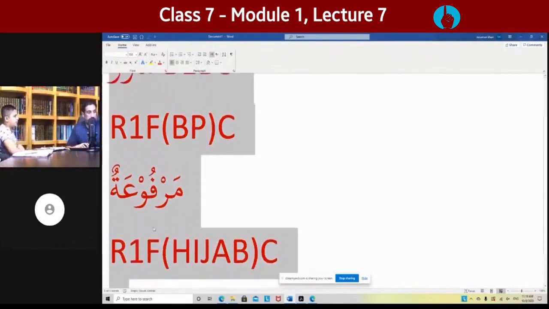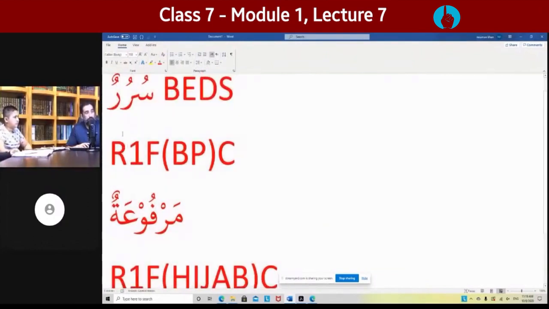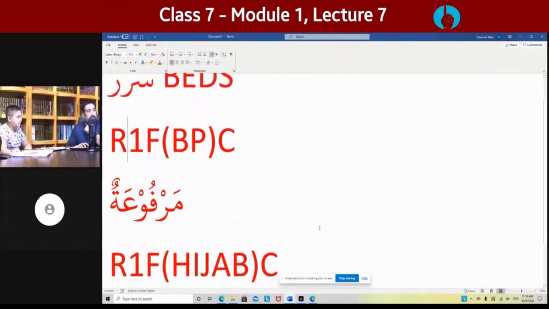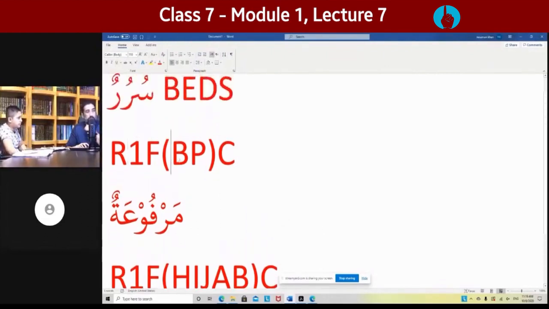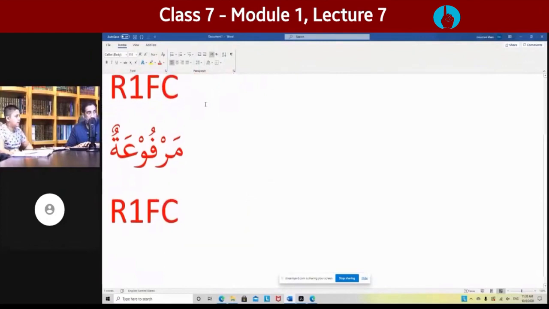Let's go back. You said sururun is one rafa, one feminine common. You said marfu'atun is rafa, one feminine common. The properties match. But this one was feminine because it's a broken plural. This one is feminine because it's got a round ta. I don't care. They match. How you get there, I don't care. At the end of the day, this is R1 FC, and this one is also R1 FC.